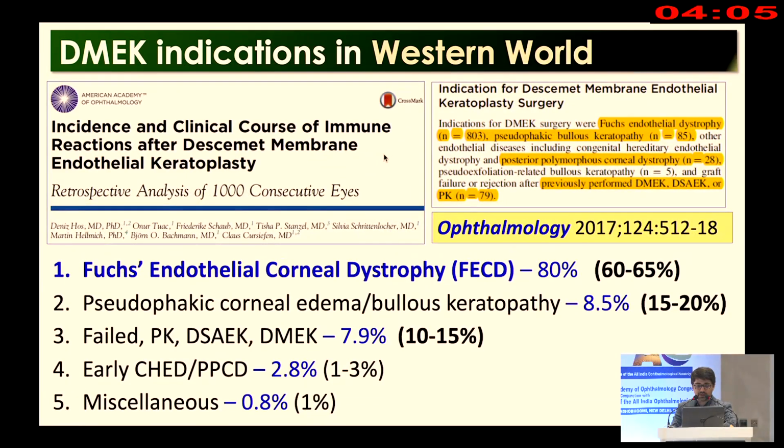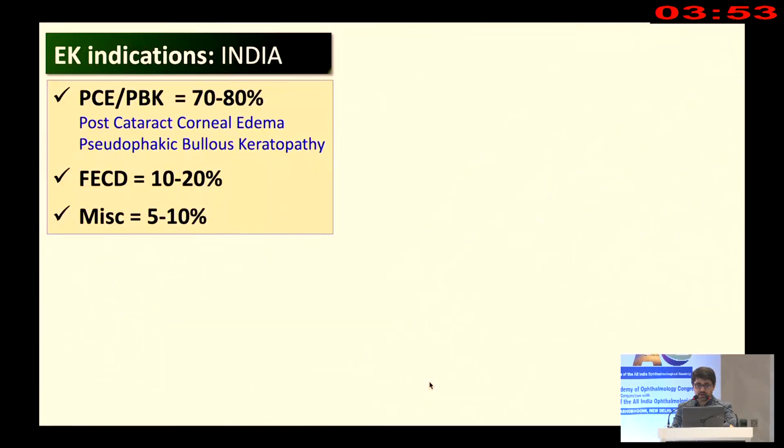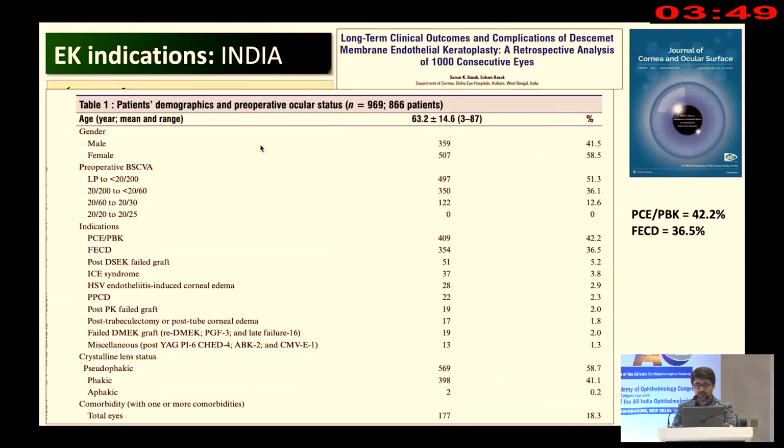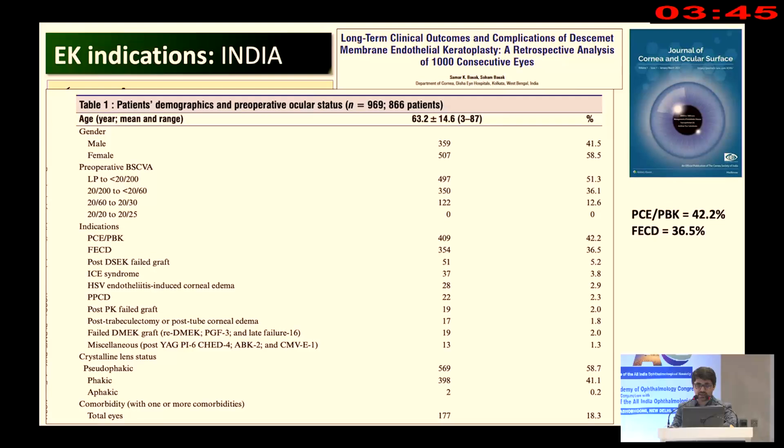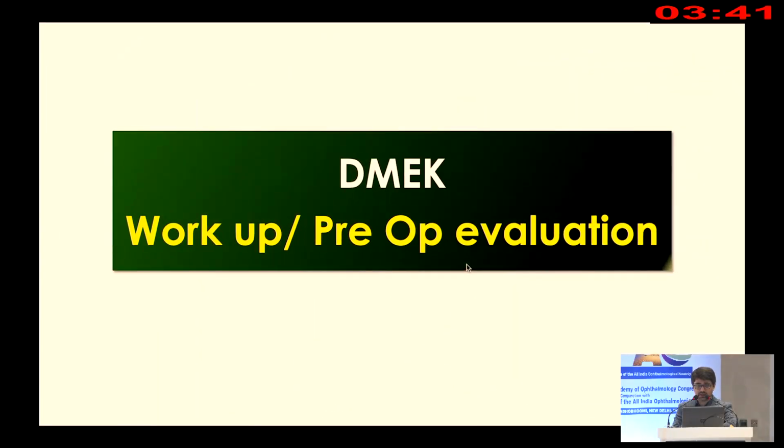So if we look at the indications, how it differs from the Western world versus India. Mostly in the Western world, it's primarily Fuchs dystrophy, followed by post-operative post-cataract edema, and followed by the graft failure cases. Whereas in India, it's primarily the post-cataract edema. However, in the eastern part of the country, as I was mentioning, we have a huge percentage of the Fuchs dystrophy cases. Now coming to workup and preoperative evaluation.